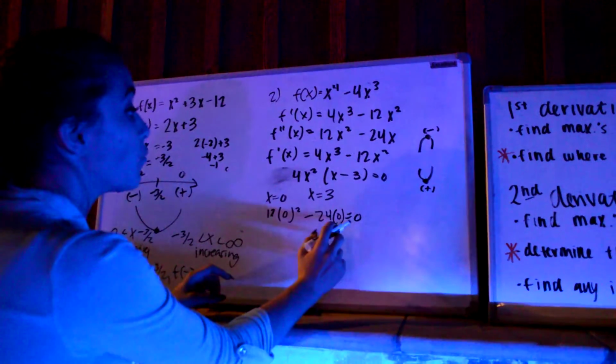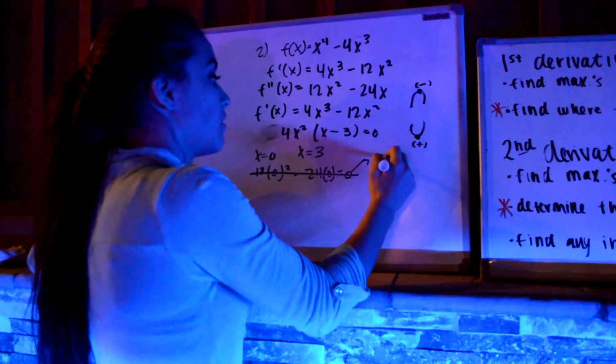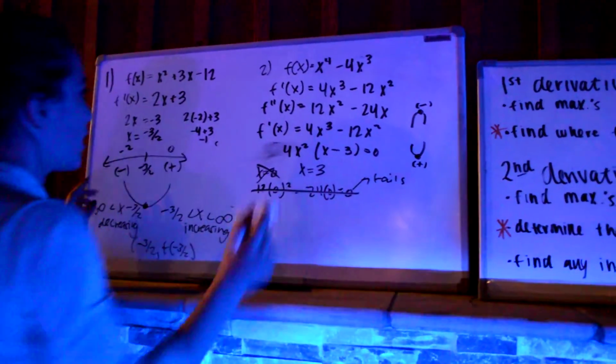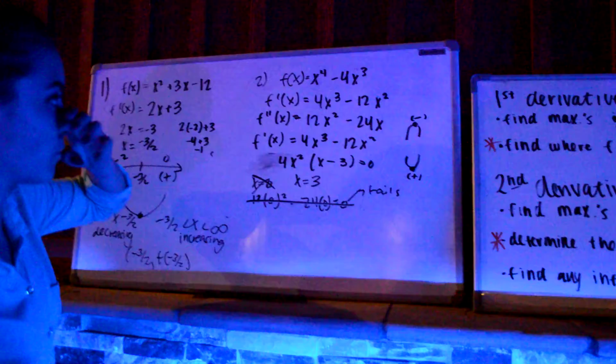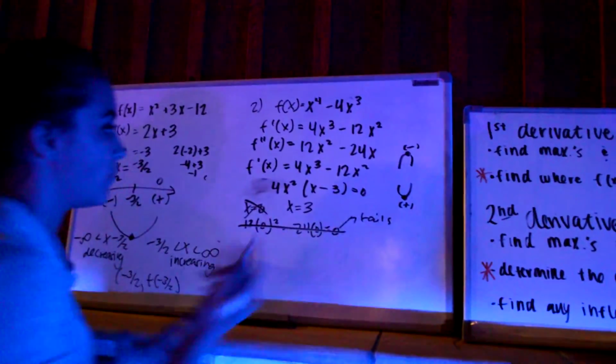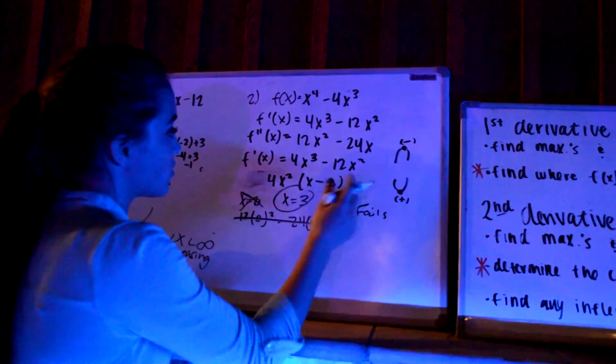Okay, so here, the number we get is 0. What this means is that this test fails for x equals 0. And that's not a worry. We can go back and plug it into the first derivative and get our zeros, or max and mins that way, but the second derivative isn't going to help you on that one. But we still have this one to test, so let's do that.